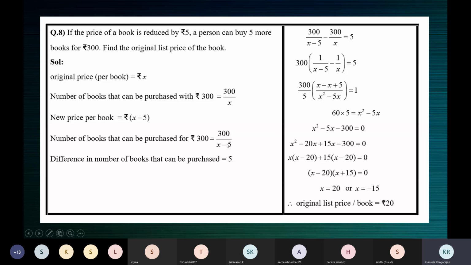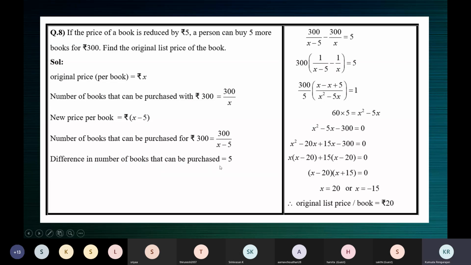So now here you can buy more books because when compared to X, X minus 5 is small. Here the price is more per book. Here the price per book is less. When compared to this, here the price is less. That means this one represents more books purchased. When the price is less, you can buy more books. So the number of books you purchase here for 300 rupees is 300 by X minus 5. And you know that the value of this expression is more than the value of this expression.